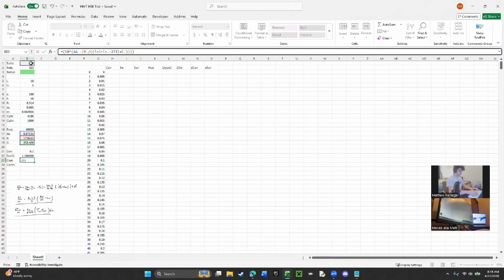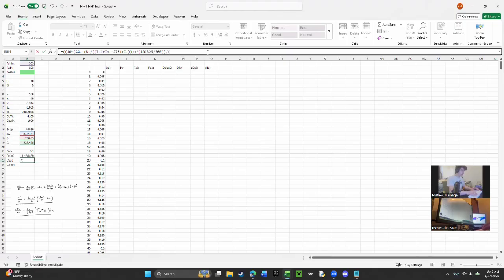Now we have to convert this. Right now this is in millimeters of mercury, so we're going to put this in ATM. So this is going to be 101,325 divided by 760. This is the conversion. And then I'm going to put parentheses around this.